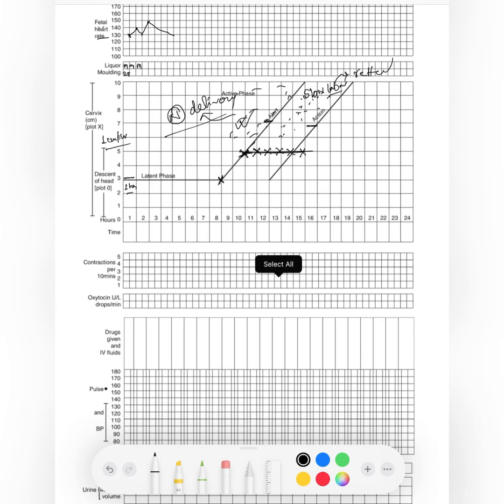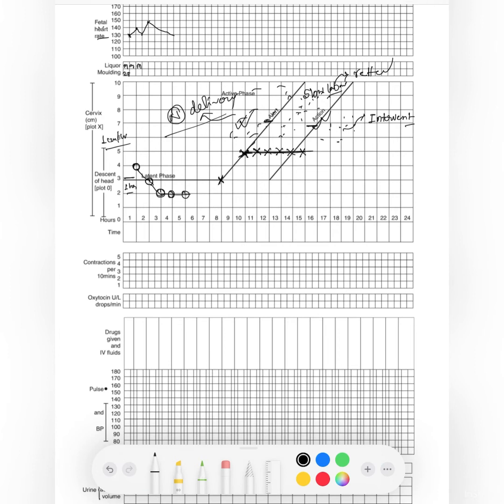And suppose you have found that the dilatation is around the action line and on the right side, then we have to think it is a case of intervention, we must go for intervention like rupture of membrane. For descent of head, we have to plot it like 0, like O. So suppose here, then we found at 1 hour here, then here, then here, then here. So suppose like plot. Okay, so this is about the cervical dilatation and descent of the head.